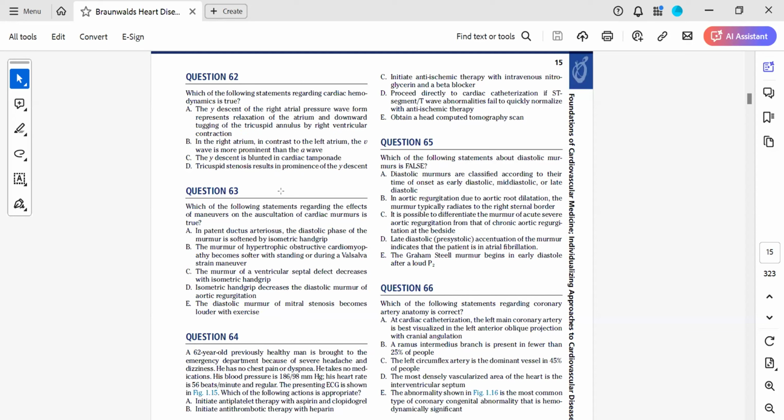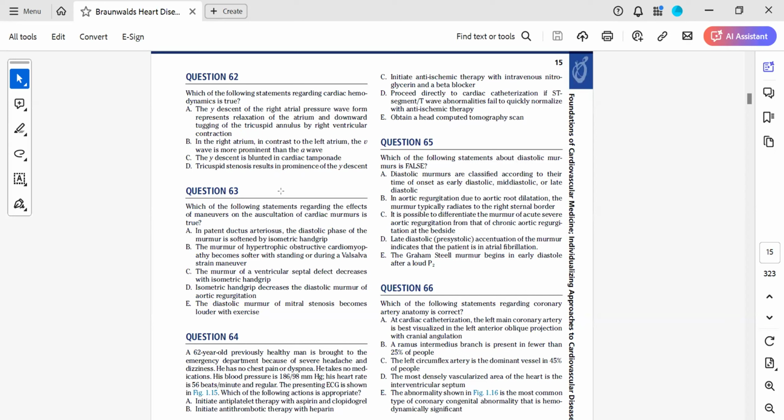This option B, aortic regurgitation from aortic root dilatation, murmur typically radiates to the right sternal border. I think this is the false option. I don't know. Please assist me. No, you're looking for the false. Yes, and the false option is this D: late diastolic accentuation of the murmur indicates that the patient is in atrial fibrillation. That is the reverse. Do you understand? It's reverse.